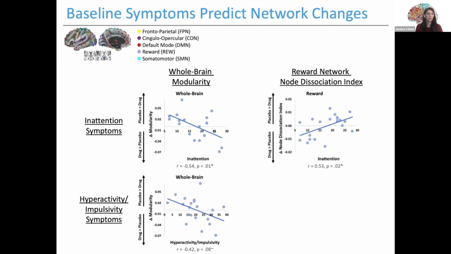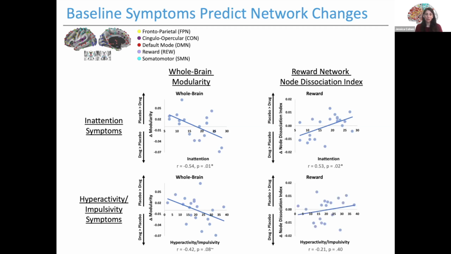We also looked at hyperactive impulsivity symptoms, and we see a similar trend at the whole brain level in terms of modularity, where higher baseline hyperactivity and impulsivity tended to be related to greater increases in modularity on the drug. And we did not see a significant relationship with node dissociation index of the reward network, but it was in the same direction as it was with inattention symptoms, which is that higher baseline hyperactivity and impulsivity was related to greater decreases in node dissociation index on the drug.